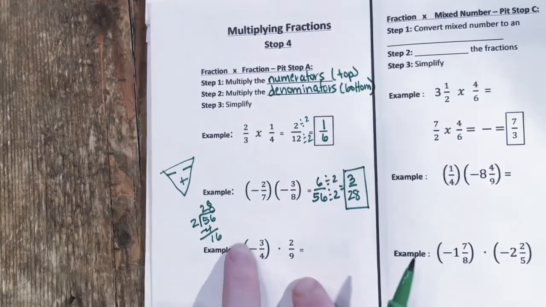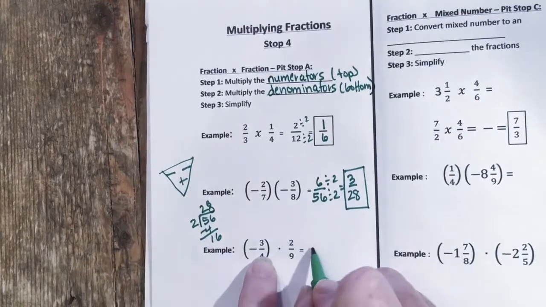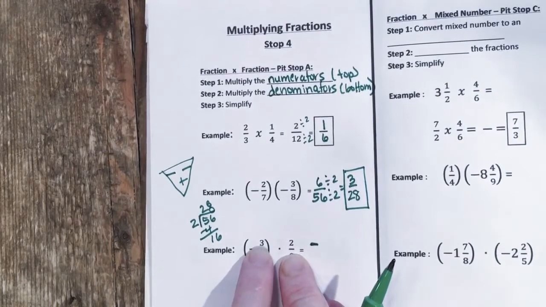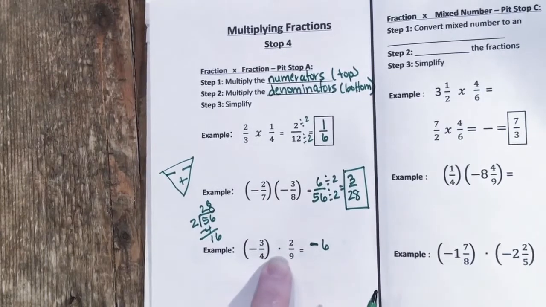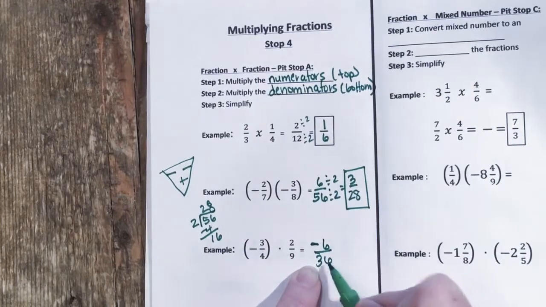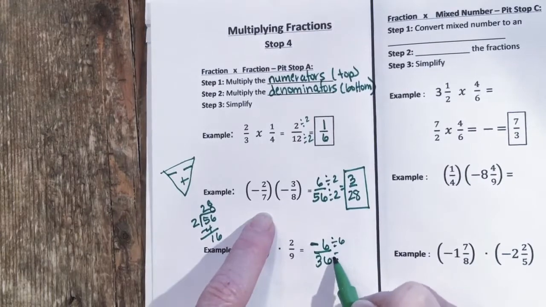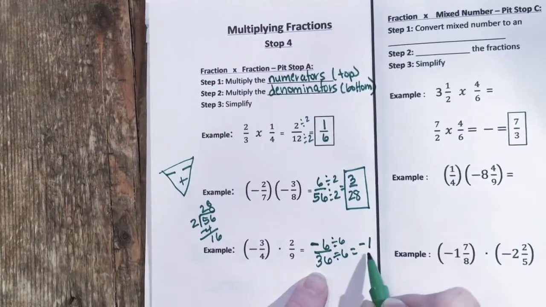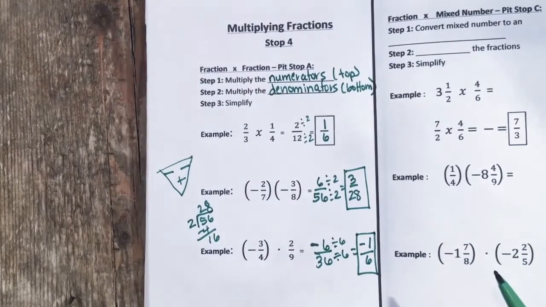And then in my last example here, I have a negative times a positive. A negative times a positive is negative, so I know my final answer is going to be negative. I can go ahead and write that down. Or I can think of it as that negative being with the 3. So what is -3 times 2? -6. And then what is 4 times 9? 36. I always want to simplify. So 6 and 36 are both divisible by 6. 6 divided by 6 is 1, so this is -1. 36 divided by 6 is 6. So my final answer is -1/6.